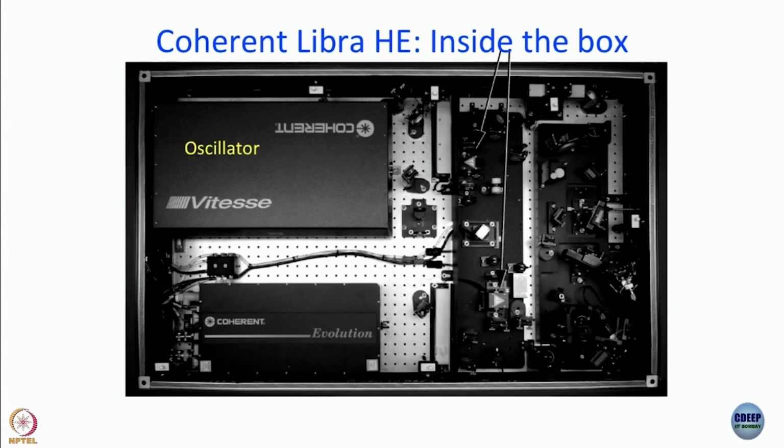The first one is the oscillator. In our case, we have a Vitesse oscillator from Coherent. Now, this once again is a compact titanium sapphire oscillator. In this laser, there are two parts. This side, the side where Vitesse is written, is where we have this diode pumped solid state laser, which pumps the sapphire laser, which is on this side. And this is a very compact design, pretty much like the Mai Tai laser from Spectra-Physics that we had shown when we had visited our lab.